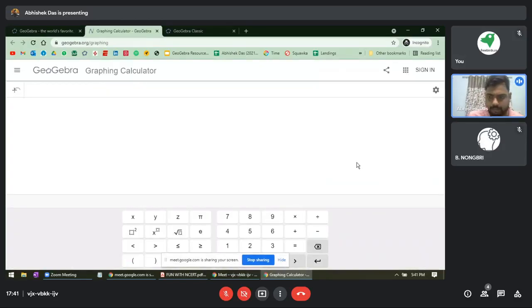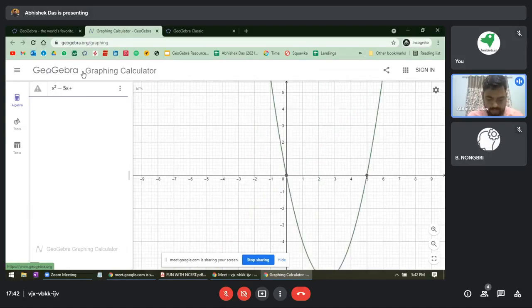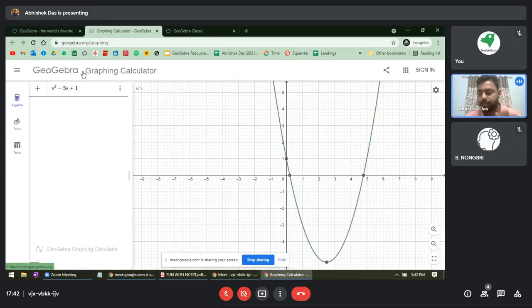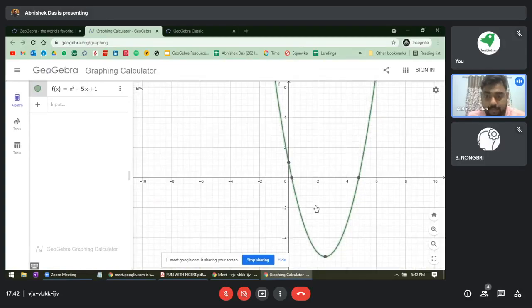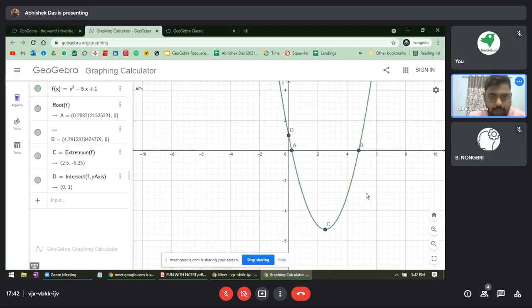We can also use the graphing calculator to do similar things. Now, in the graphing calculator, let me write down the function again, x squared minus 5x plus 1. It will obviously show a parabola, but over here you can see that all the special points, the y-intercept, the roots or the x-intercepts, and even the coordinates of the vertex are shown. These are the special points, right?